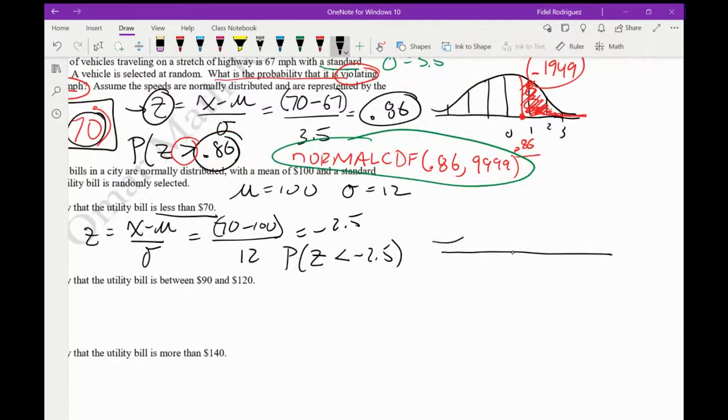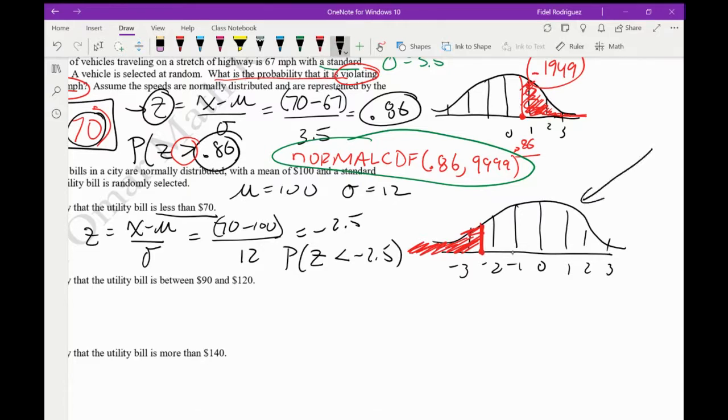So again, I'm not going to do the calculator part for you, but if I were to draw my picture, here's 0, here's 1, here's 2, here's 3, here's minus 1, minus 2, minus 3. Negative 2.5 is going to be right here. And I'm looking for the area to the left. And so that's when I would use my normal CDF, and I would put in my lower number and my upper number. The reason I draw the picture is because I'm looking for the area of the red part, and if I draw my picture, then it's easy for me to figure out what my lower number and my upper number are.